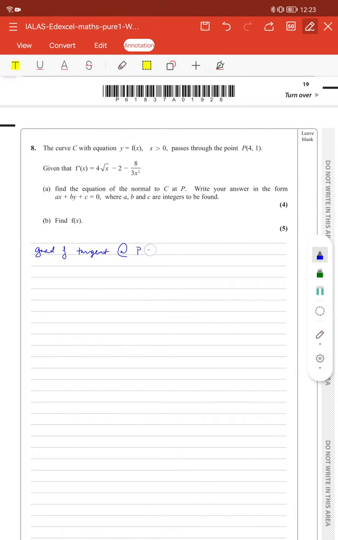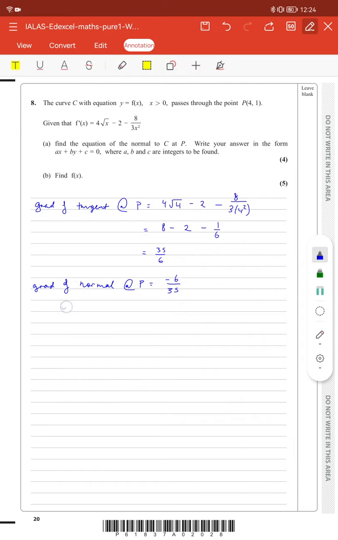at P would be 4 root 4 minus 2 minus 8 over 3 times 4 squared, which would be 8 minus 2 minus 8 over 48, which is minus 1 over 6. That would give us 35 over 6. So the gradient of the normal at P would be minus 6 over 35.